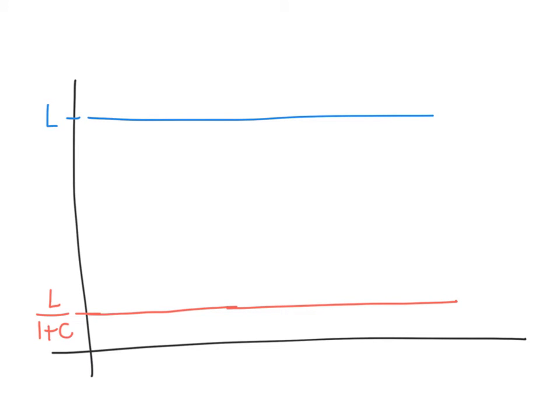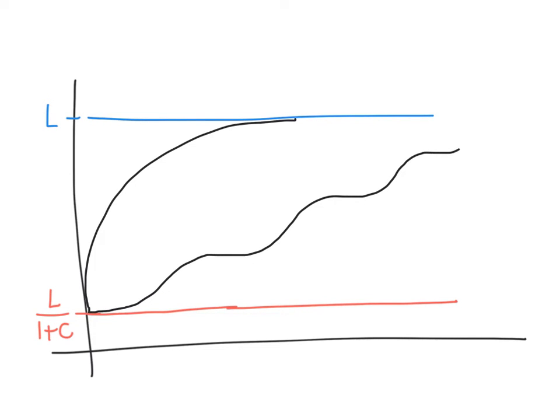So we now know that the function stays in this corridor between L over 1 plus C and L, right? And it's strictly increasing in between this corridor. So now the question is, how does it behave inside this corridor? It could go to L something like this, or it could go like this or something, right? So the question is, what form does it take in there?